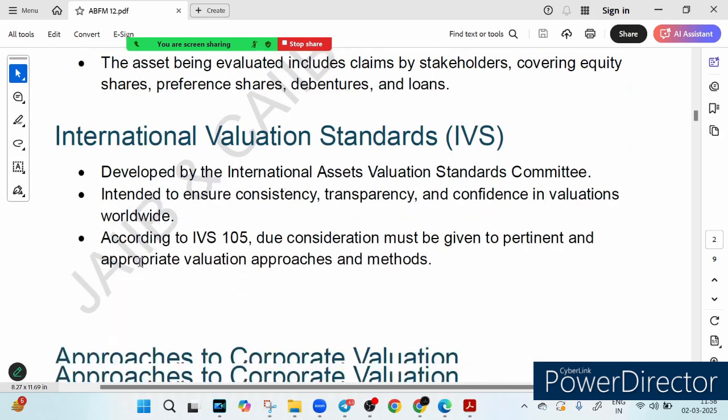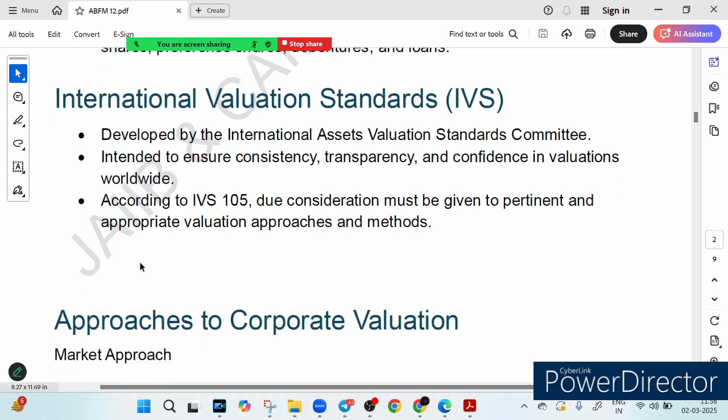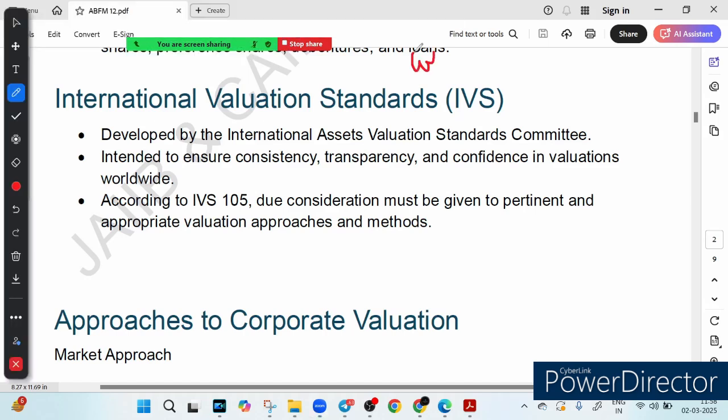Now there is something called IVS, which is the International Valuation Standard. But wait, who decides how valuation should be done? That is the question. Now that we have understood what fair market value is, what the stake in the company is, what claims different stakeholders make, and who the stakeholders are, who decides the valuation of a company? That is where the International Valuation Standard, or in short IVS, comes into the picture.